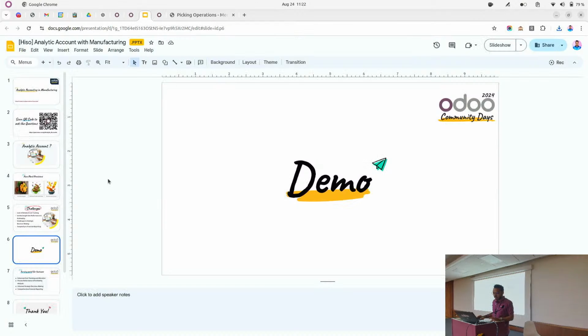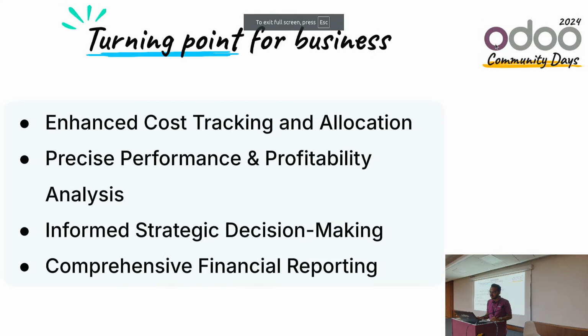Now, coming to the presentation. What are the turning points for the business? First, the cost tracking. Sometimes the same raw materials are used in the same or different manufacturing orders. Which raw material can we use for which final product to give me more profitability, if I want to generate that kind of input?